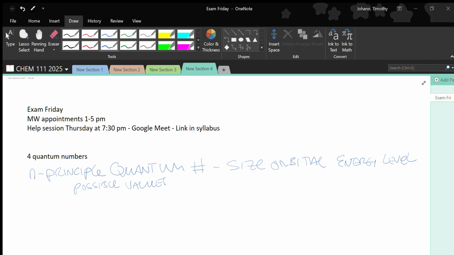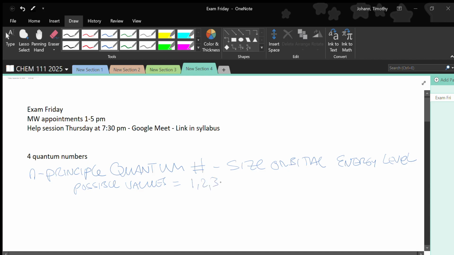Okay, the possible values of n are 1, 2, 3, etc. Just keep going up. Okay, it starts at 1 and goes up by integers.